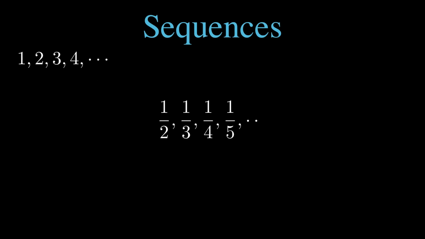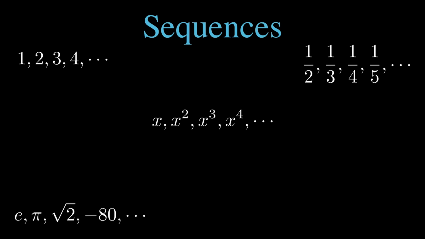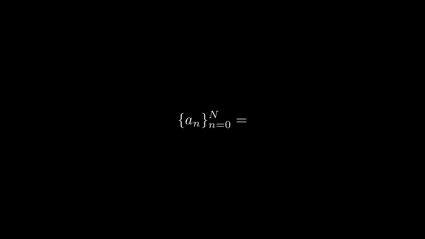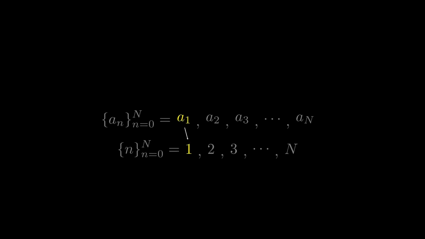These lists can contain anything. They can contain fractions, irrational numbers like e and pi, or integers. They can sometimes follow a very nice pattern, and other times they don't really have to. We represent sequences with the notation a sub n, where n is the indexing for the terms in the sequence. So for this sequence, for instance, 1 is the term a sub 1, 2 is the term a sub 2, and 3 is the term a sub 3, and so on and so forth.